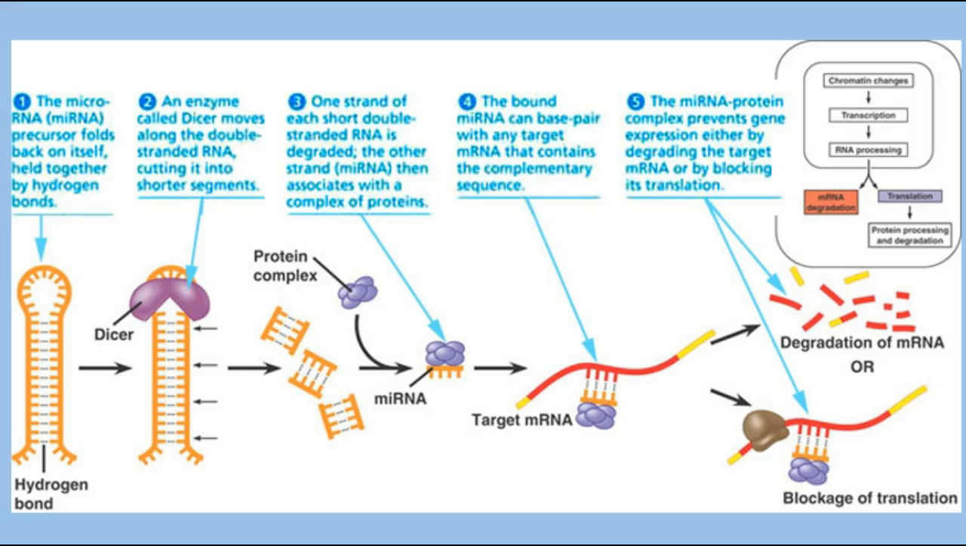So the picture shows just the process of RNAi. So the microRNA precursor folds back in itself, and it's held together by hydrogen bonds. And an enzyme called dicer moves along the double-stranded RNA, cutting it into shorter segments. One strand of each of the shorter segments is complexed with RISC, and then RISC uses that target RNA that it's bound to find other sequences that are either double or single-stranded, to find and delete those so they're not circulating around the body.